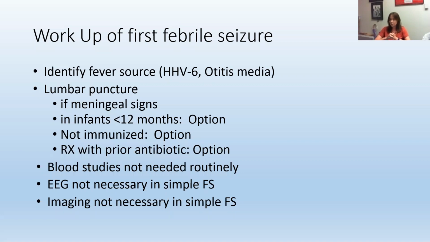EEG is not necessary in simple febrile seizures, and neither is imaging like a brain MRI or a head CT. It becomes a little bit more complicated when we have complex febrile seizures. In many places, if you have a complex febrile seizure, let's say that you had clonic shaking on one side of your extremity, they would recommend an outpatient imaging to rule out, for instance, a structural abnormality.